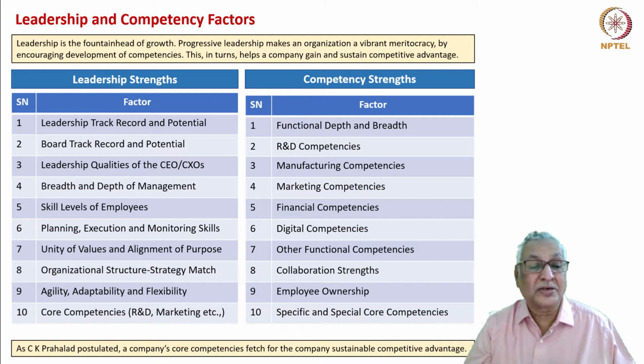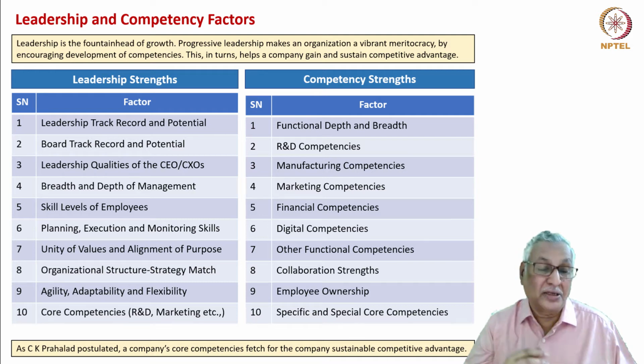The other important factor is organizational structure and strategy match. You will see many times companies expressing lofty vision and high order strategies. But when you look at the organization, you will find that the organization is not equipped in terms of people to execute the strategy. In any company, in any growth paradigm, people come first, facilities come next, and then only the results come. Therefore, importance of people, which means importance of organizational structure, being in alignment with strategy, needs to be taken care of. The other leadership strength is agility, adaptability, and flexibility.